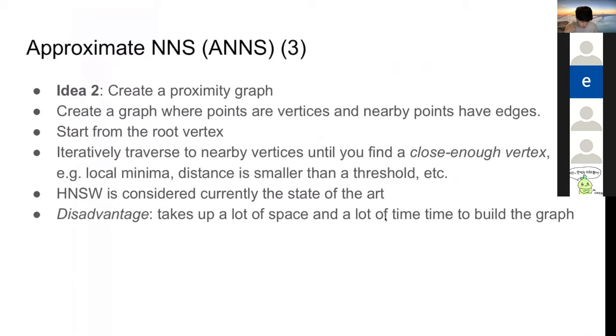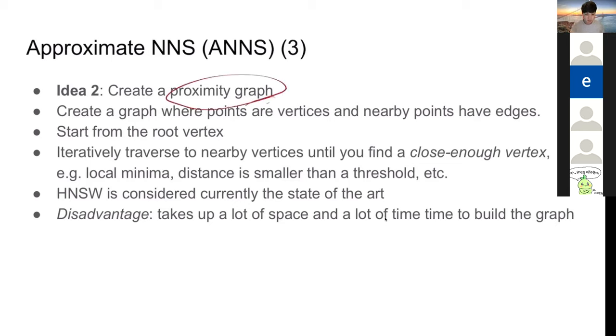So idea number two is that we can instead try to create a proximity graph, where points are vertices and nearby points have edges. We start from the root vertex and iteratively traverse to nearby vertices until you find a close enough vertex, which is basically a local minimum. The distance is smaller than a threshold, right? And this is called a hierarchical, proximity graph based method.